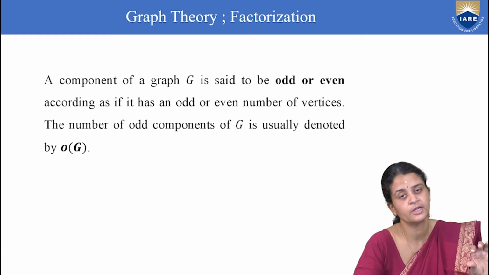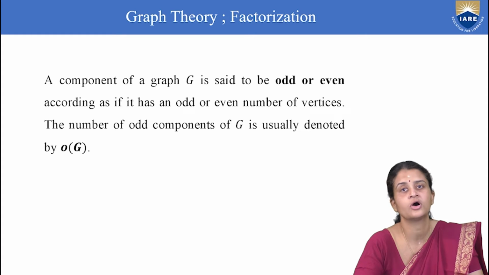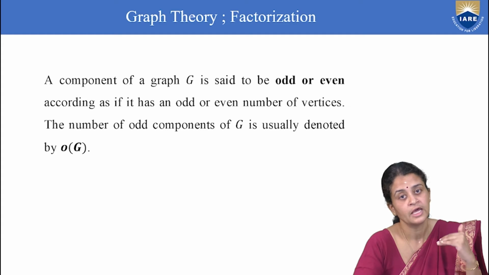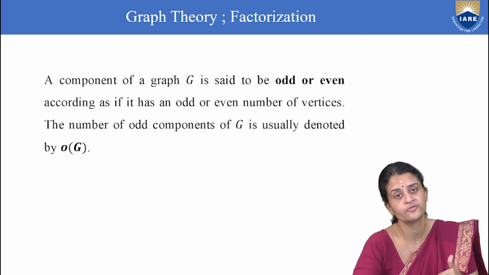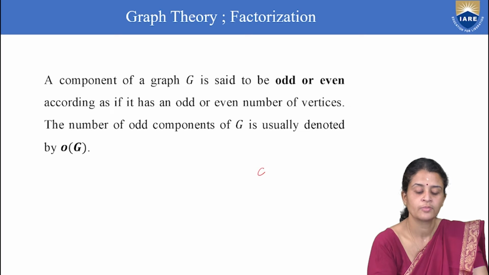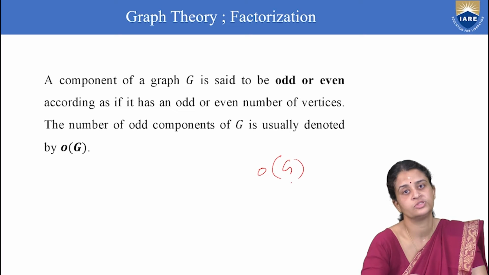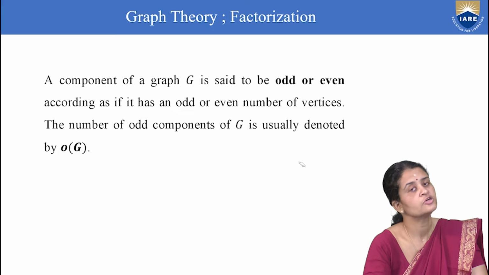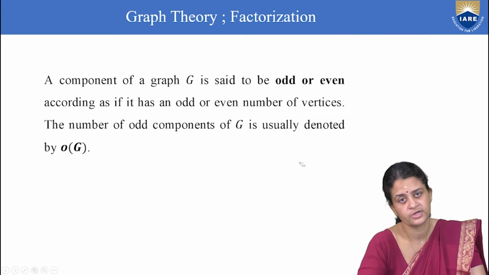A particular part of a graph is said to be even or odd if it has an even number or odd number of vertices. If it has an even number of vertices, then it is said to be an even component, and if it has an odd number of vertices, then it is termed an odd component. The number of odd components is usually denoted by o(G). Usually there is no notation for even components of G.